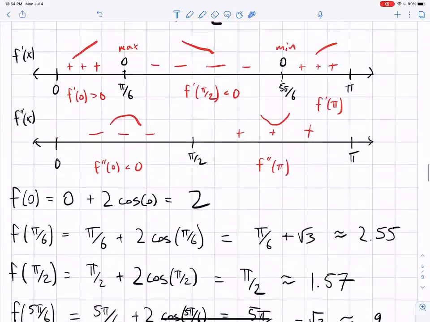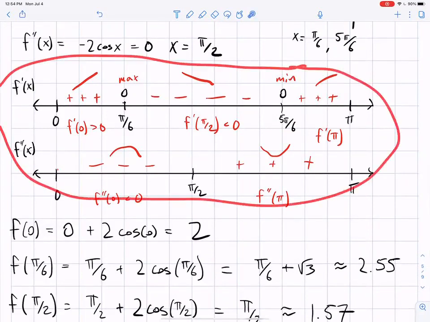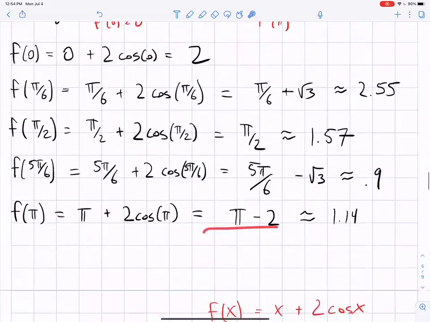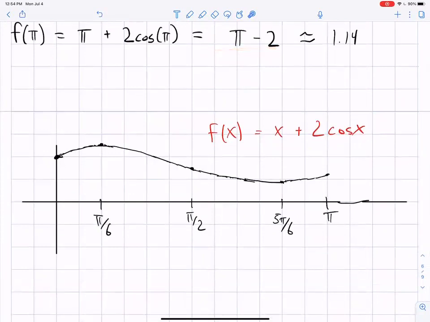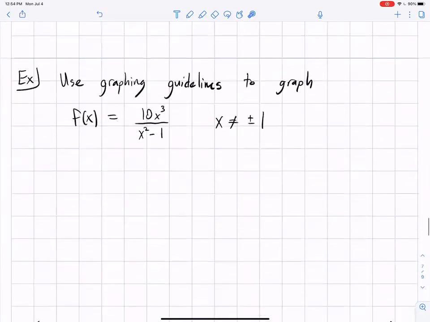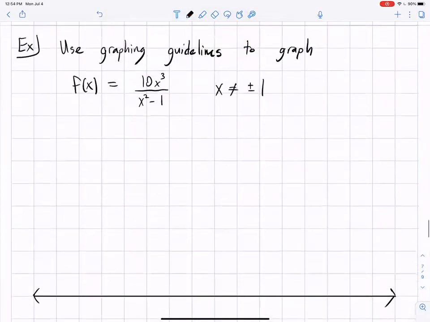And so we just make the number lines. And so this, again, is the key part: knowing how to make this number line for the first derivative and second derivative. If you know that, and then you can plug in some values, then you have a real good shot of being able to graph these things. Let's do one last example. So use graphing guidelines to graph this guy.